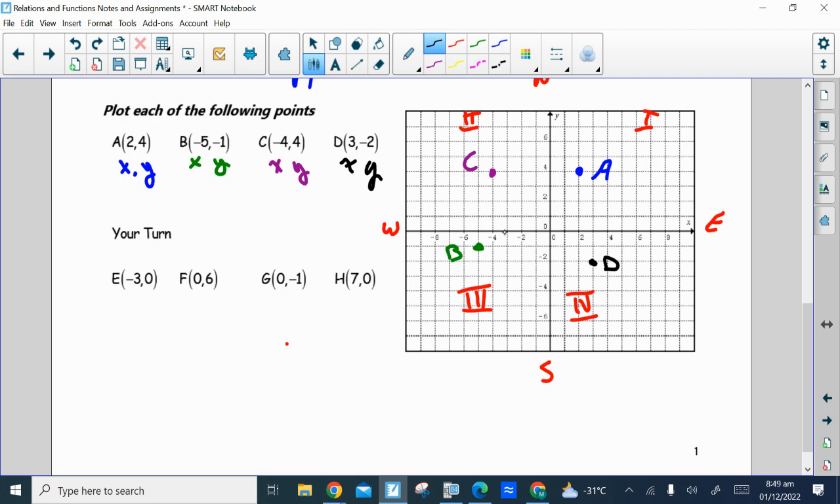Point E is -3, 0, which means you go 3 to the left, but you don't go up or down. That point is on the x-axis because you don't go up or down. The y value is 0.